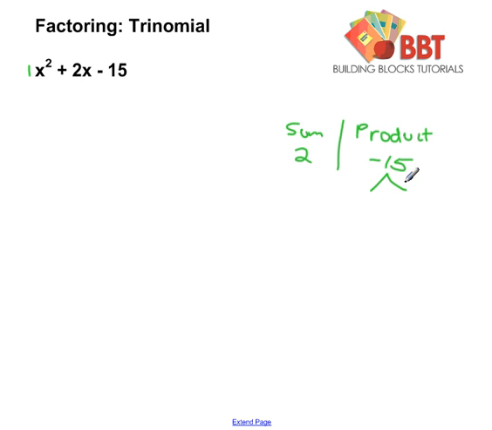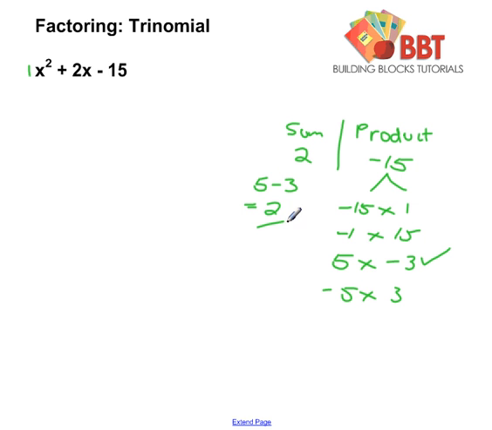Okay? And then what you do then is ask yourself, okay, what are products of negative 15? Well, you have negative 15 times 1, you have negative 1 times 15, right? You have 5 times negative 3, you have negative 5 times positive 3. So you have to look, okay, I have all these different factors. Which one, when I add, will give me positive 2? Well, it looks like it's 5 and negative 3, right? Because 5 minus 3 gives me 2. Perfect. So my factors are 5 and negative 3.